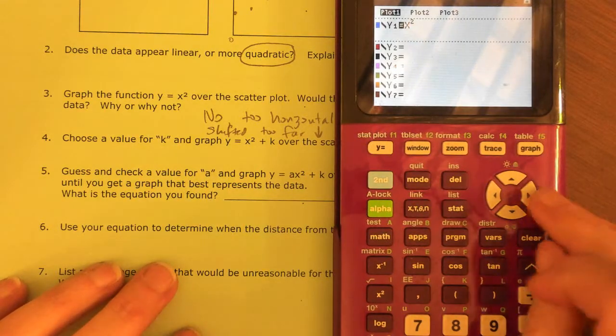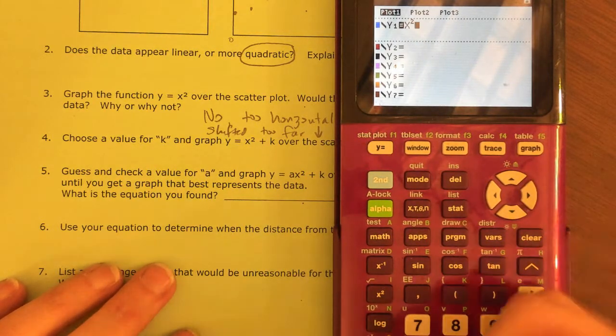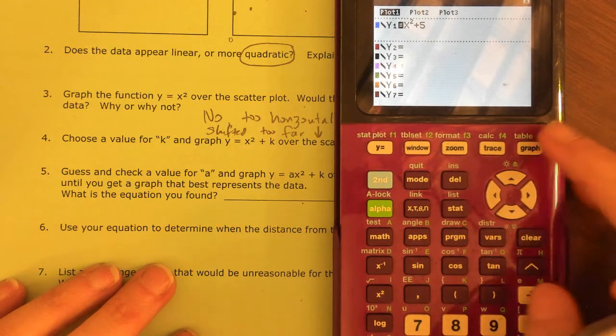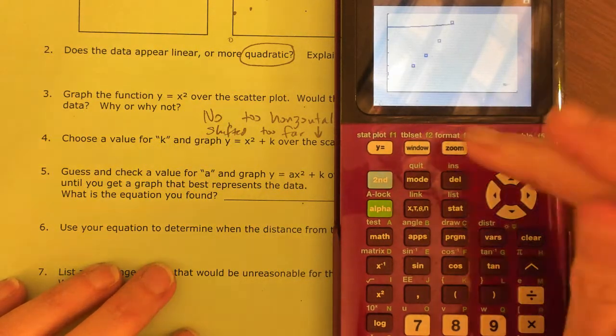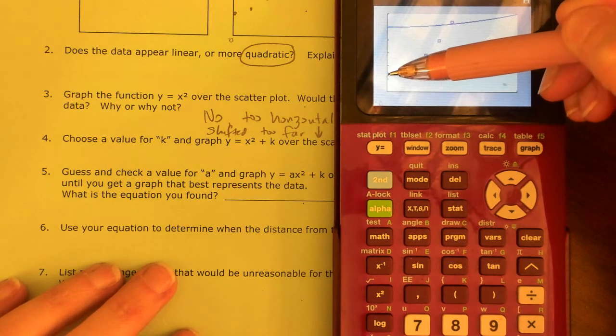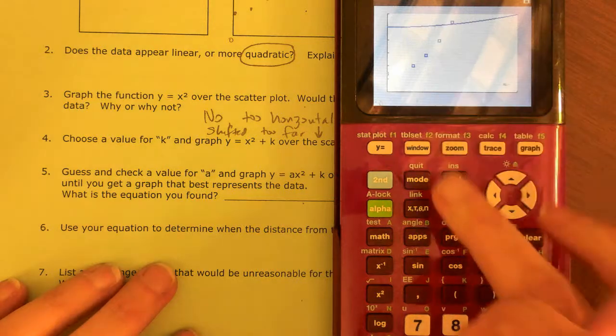So I'm just going to go in. Remember, k is what I add or subtract. So let's just add 6. Let's add 5. Why not? When I look at the graph, whoopsie. That's way too high. Where does this look like it goes? Looks like it's about like 1.4.